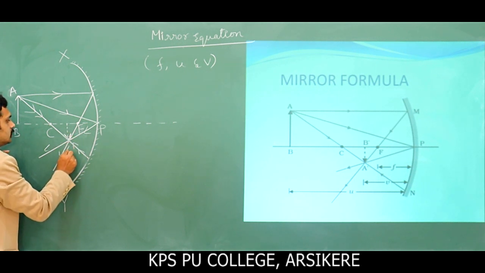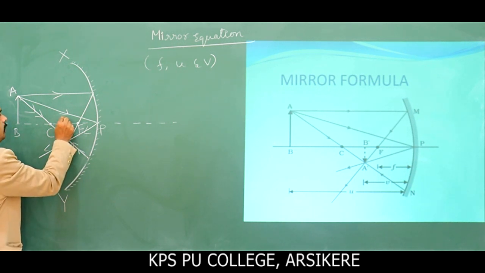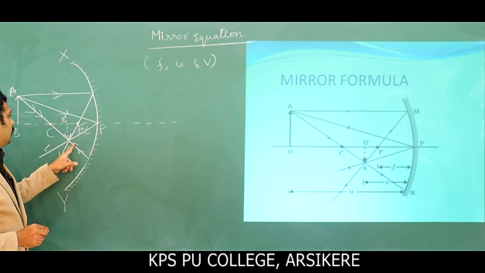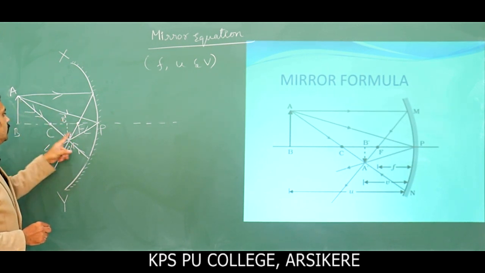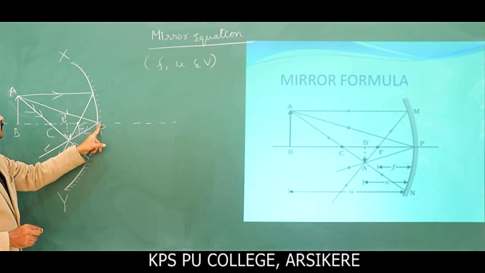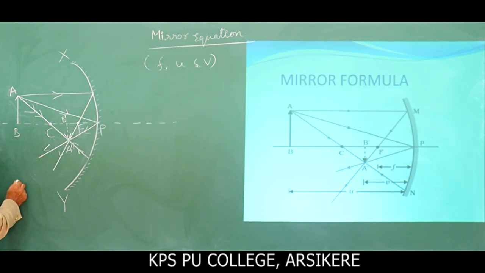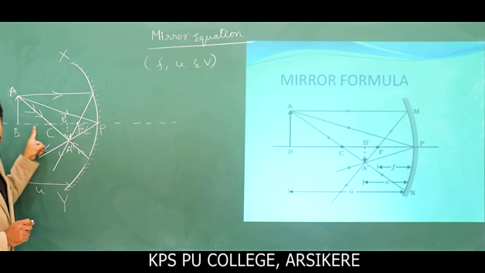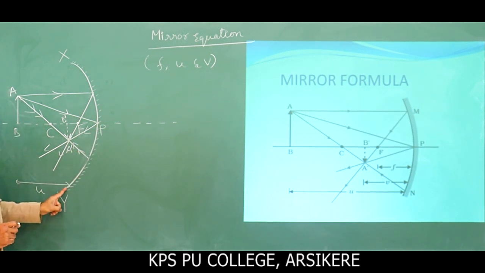Arrow mark downwards. A dash, B dash is the real and inverted image. AB is the object. F is the focus. P is the pole. Now what is U? Look at here, this is U. What is U? Object distance. The distance between pole and place of the object is called object distance.